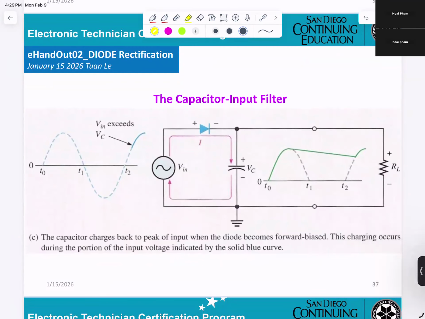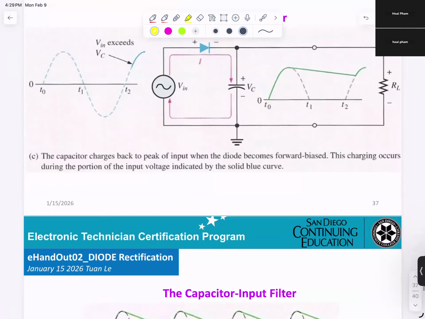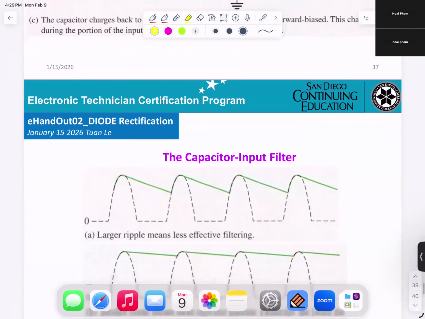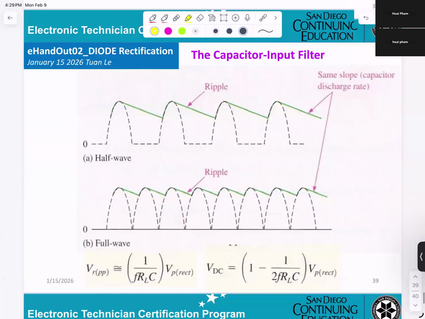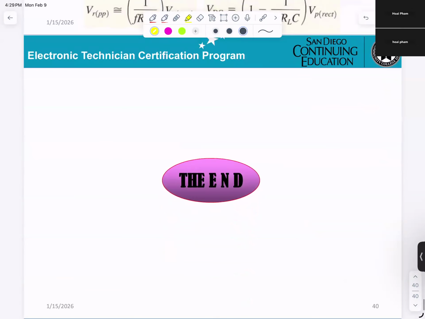Capacitor input. Now that's just for your knowledge, we don't need that. So up until this point, that's what they have done.